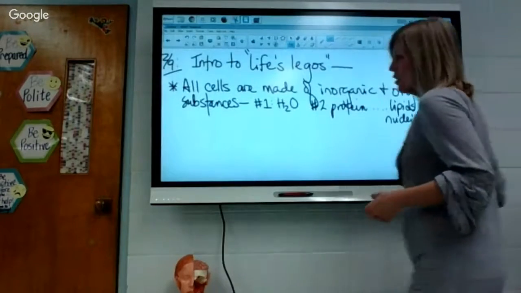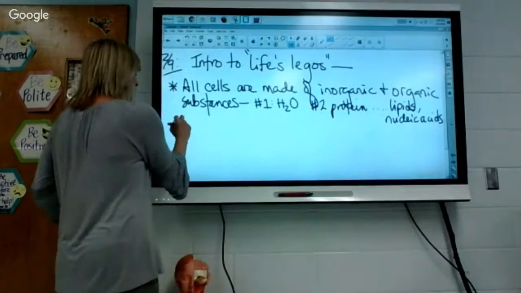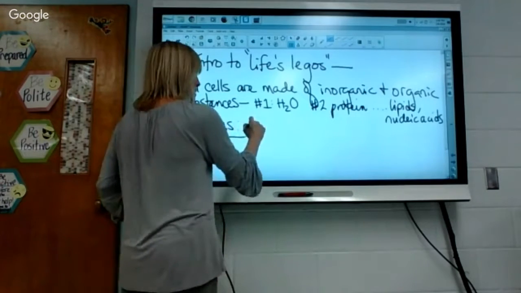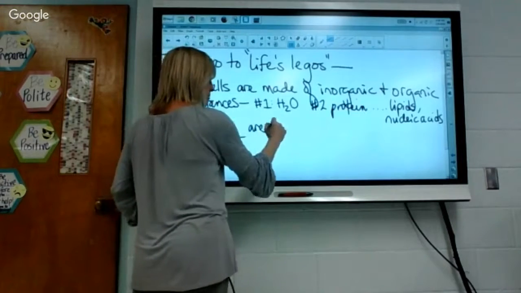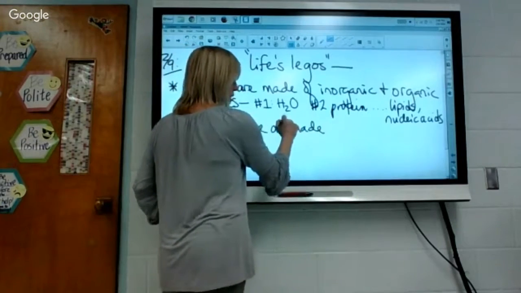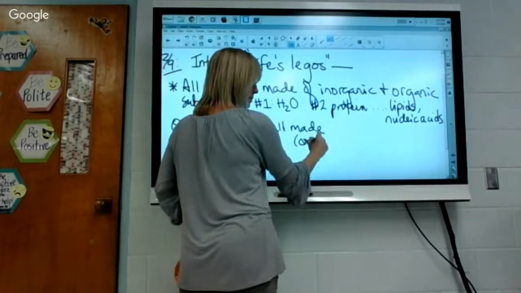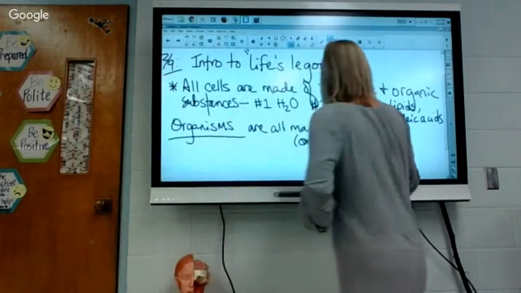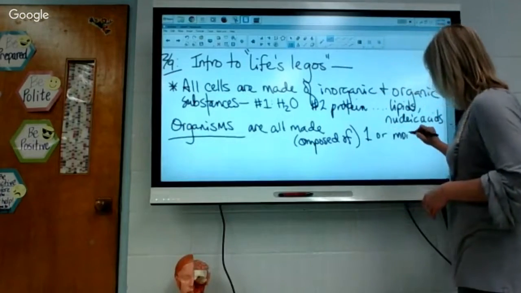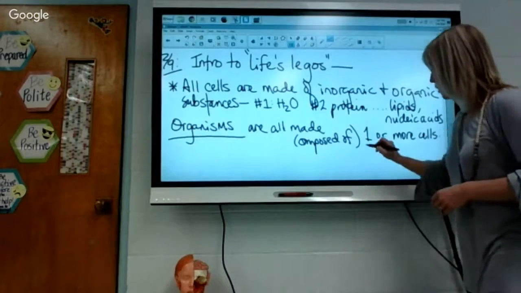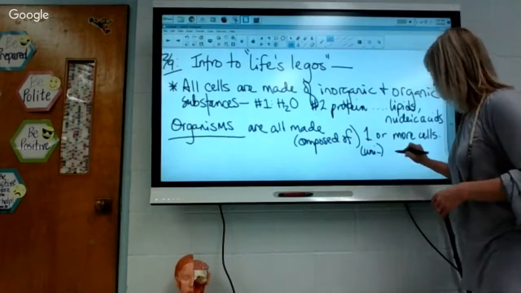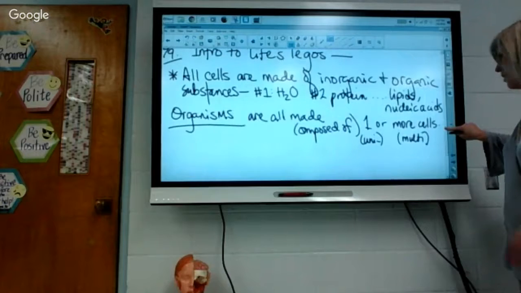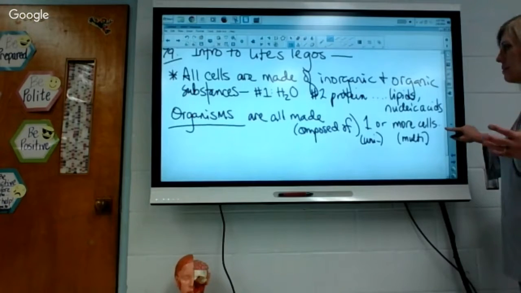So next, we know that organisms, no matter who they are, are all made or composed of one or more cells, either unicellular or multicellular. All right, so far that's kind of a review, but you can see that's the backstory.